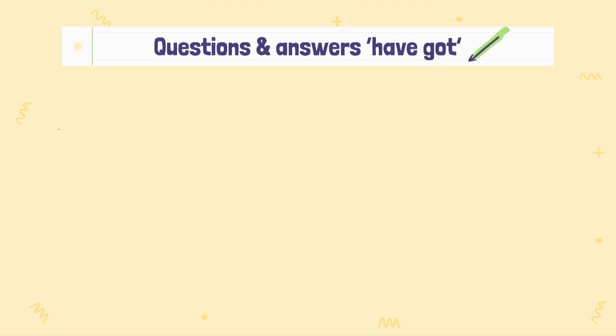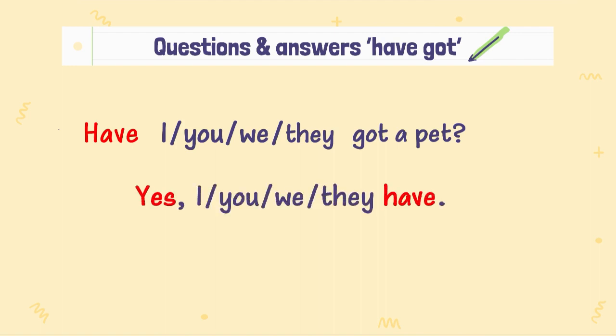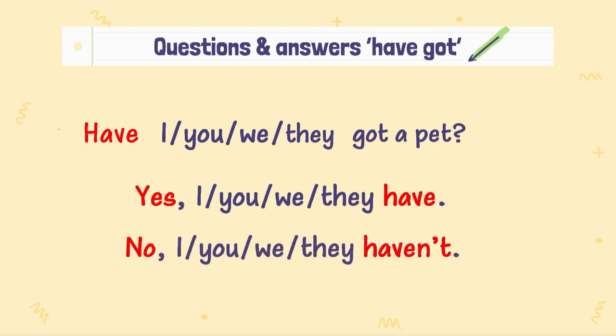Now for have got in the form of questions and answers, for example, have you got a pet? For these pronouns we use have. Have I got a pet? Have you got a pet? Have we got a pet? Have they got a pet? If the answer is yes, you say yes, I have. But if the answer is no, you say no, I haven't. So it will become a very short and simple answer.